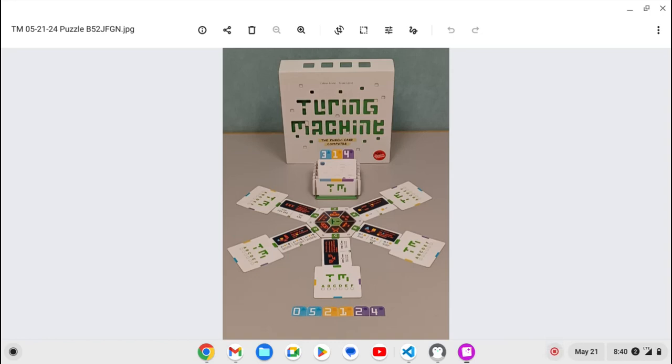Let's begin. Today's May 21st, 2024, and we're doing the Daily Turing Machine Puzzle. Today's puzzle uses 5 criteria cards and it's 5 verification cards. Let's go to turingmachine.info for the details.